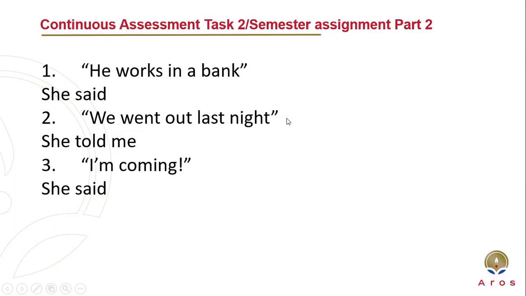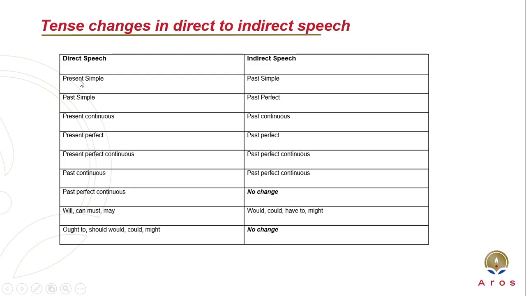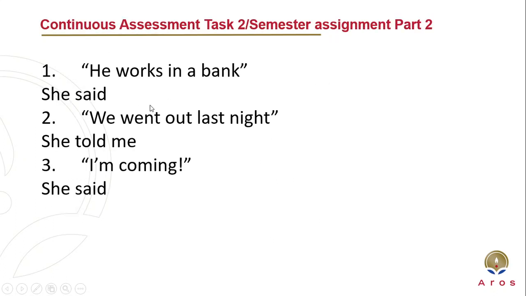Let's have a look at the couple of examples that we've given there from your semester assignment. I am going to refer back to the table, net om jou 'n idee te gee hoe die tabel werk ook. The first one there is: he works in a bank. So the first thing we need to identify is what tense the sentence is. It's pretty obvious that it is in present tense. Works is your verb. Now if we look at our table, we'll see it needs to go from present to past for indirect speech. So we say, she said that he worked in a bank.